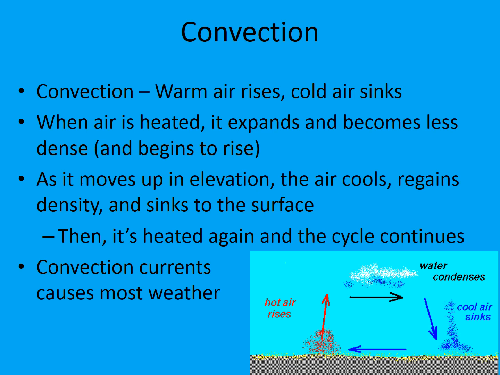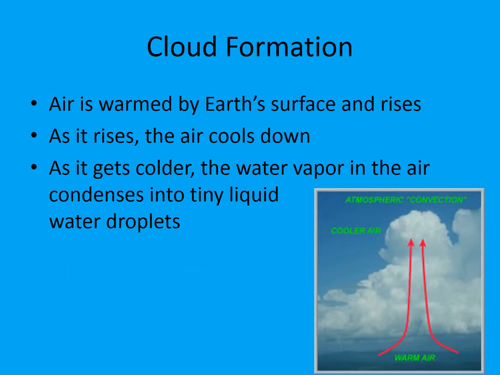But then it's near the heat source again. So it warms back up and rises. And so you get these currents, these convection currents that fuel pretty much all of the types of weather that we're going to talk about today. So the first one we're going to do is talk about clouds and precipitation.